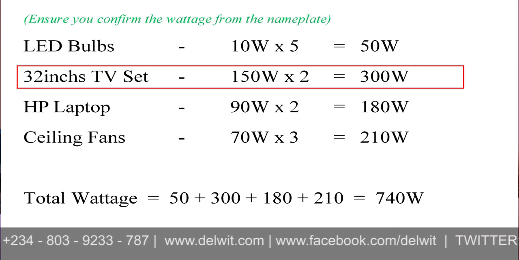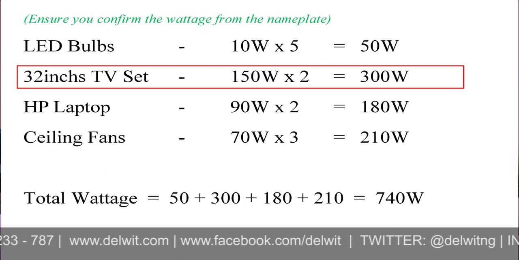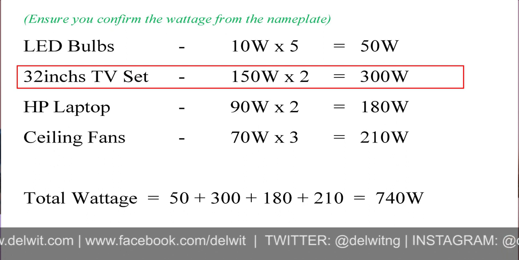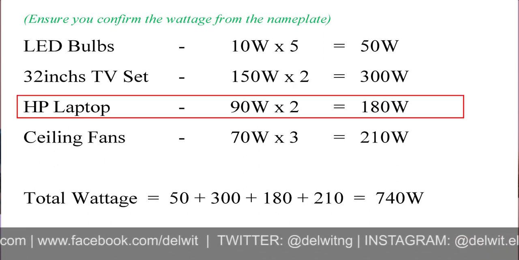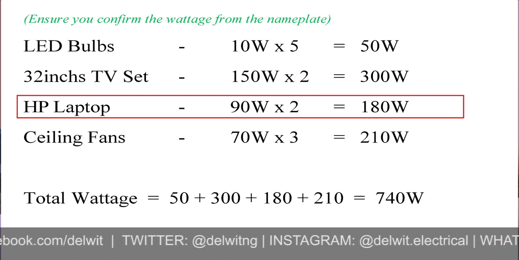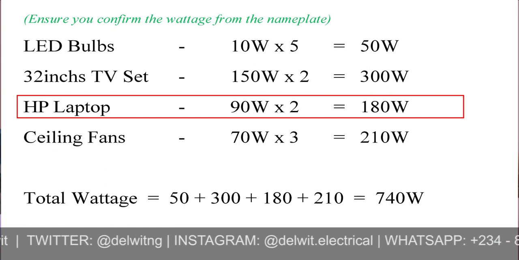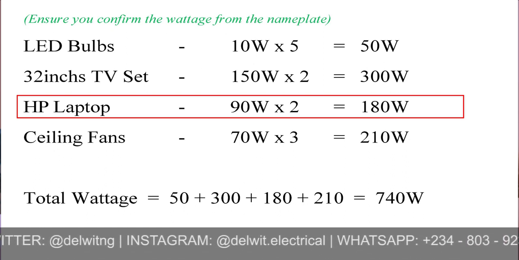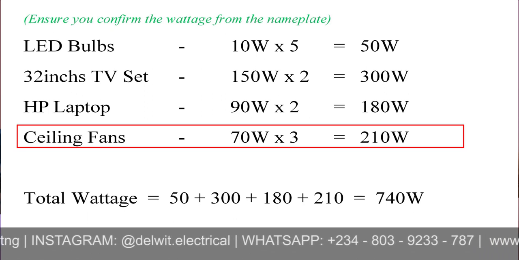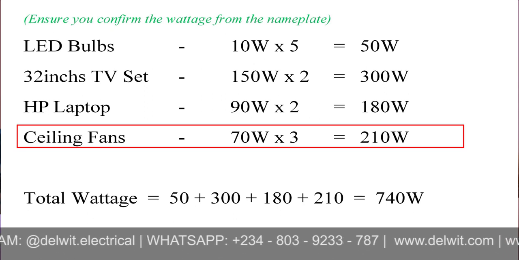But I advise, don't assume that your 32-inch television is 150 watts. Look at the nameplate on your TV to know the appropriate rating of that TV set. The third one is your laptop. Most laptops are 90 watts. So when there are two laptops that you want to power, 90 times 2 is 180 watts. Ceiling fans are usually 70 watts, but check your own to know the rating. Then there are 3 ceiling fans, so 70 times 3 is 210.